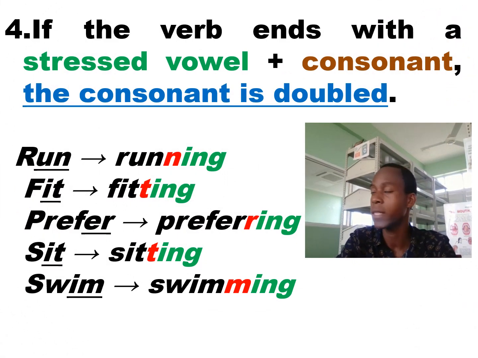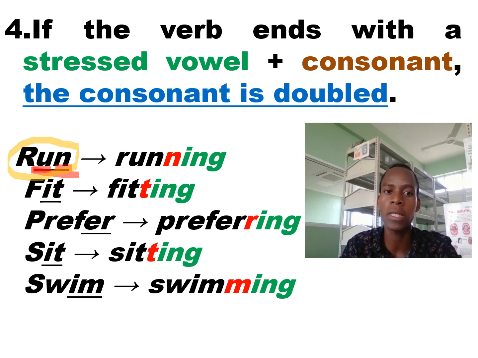If the verb ends with a stressed vowel plus consonant, the consonant is doubled. What we mean here is that some sounds are stressed. A stressed syllable, a stressed sound, is one which is louder than the other sounds in a word. For example, the word run. We hear the N sound at the end with this R sound. Run is stressed. This is a word with a single syllable.